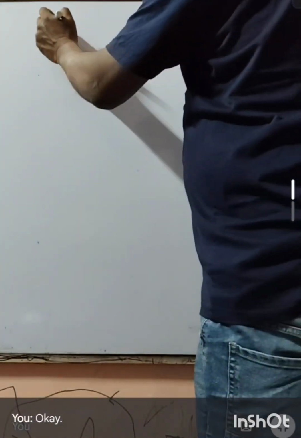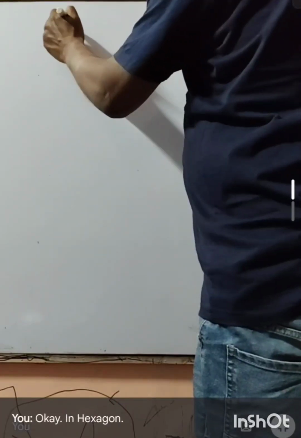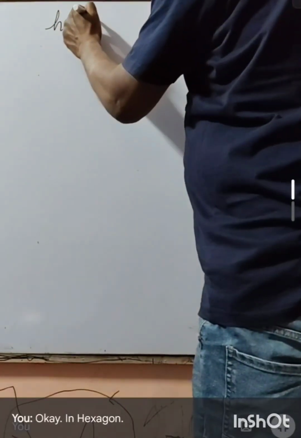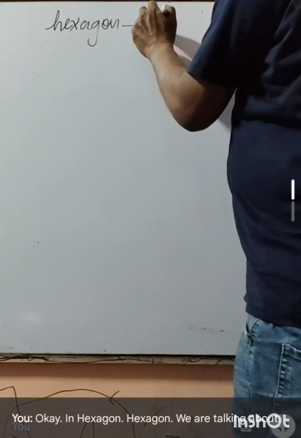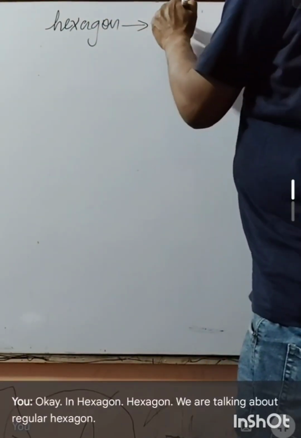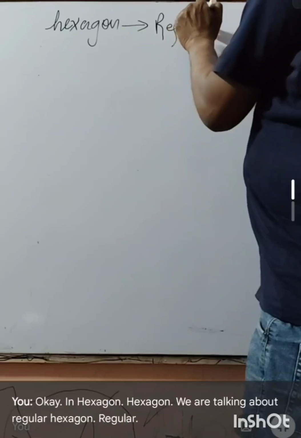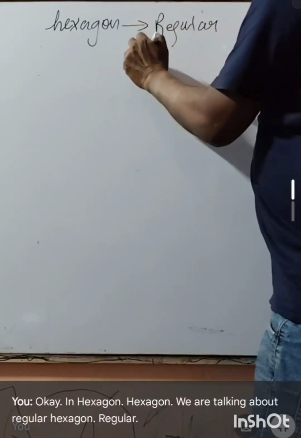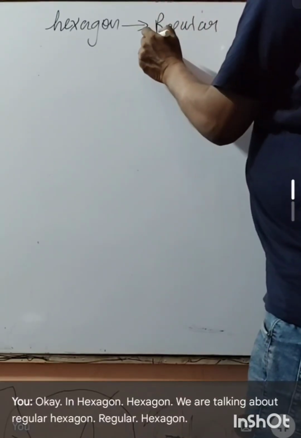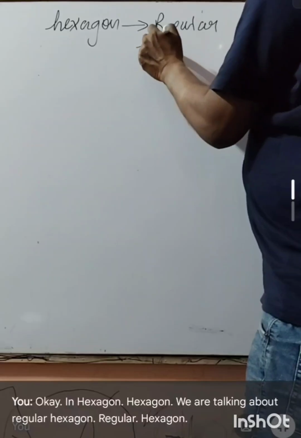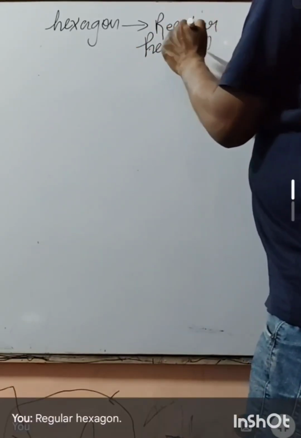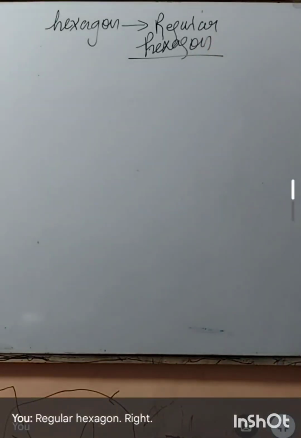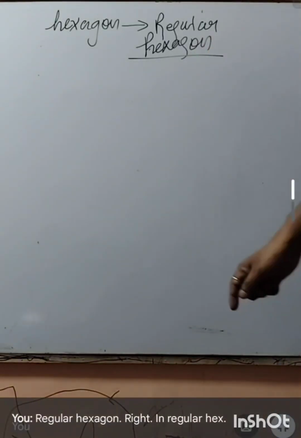In hexagon, we are talking about regular hexagon. Regular hexagon, right? In regular hexagon, what happens?